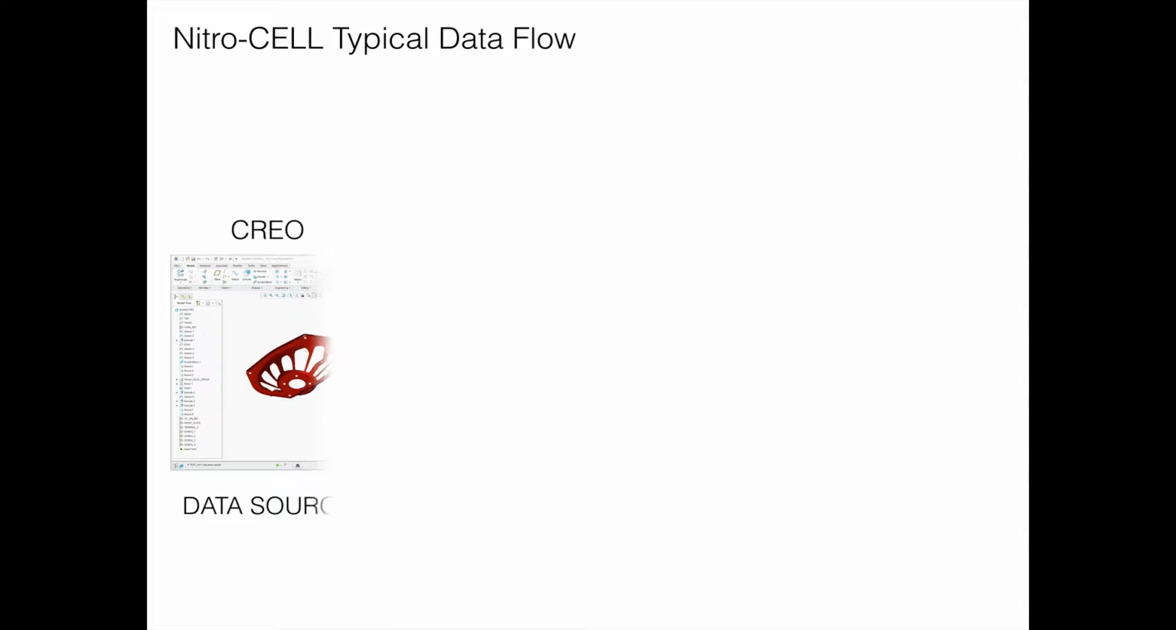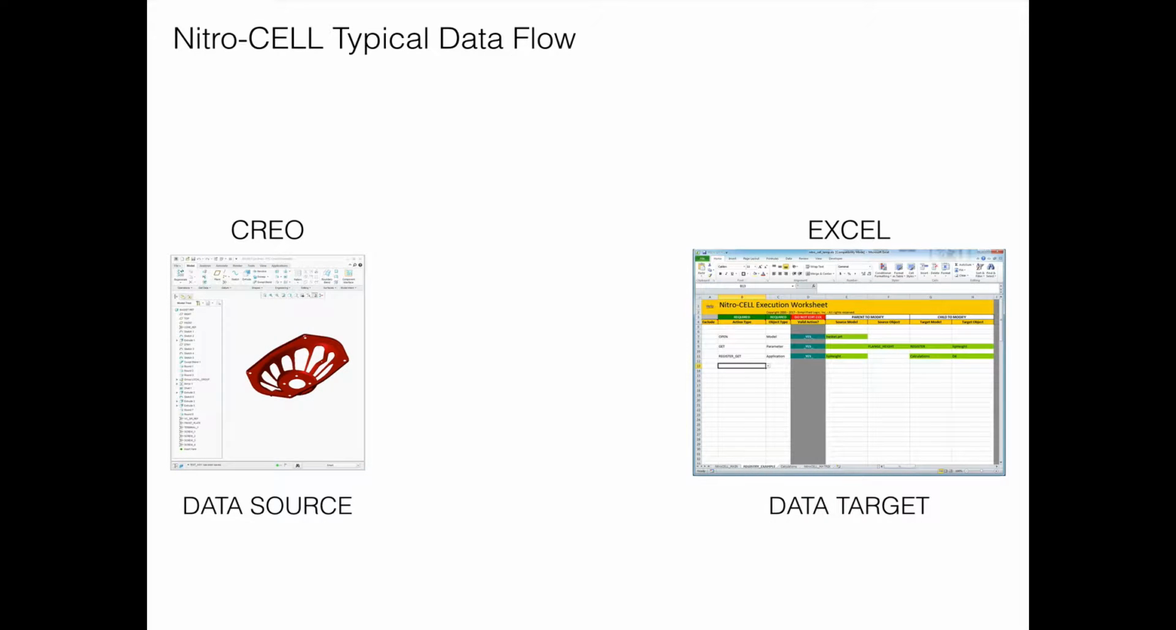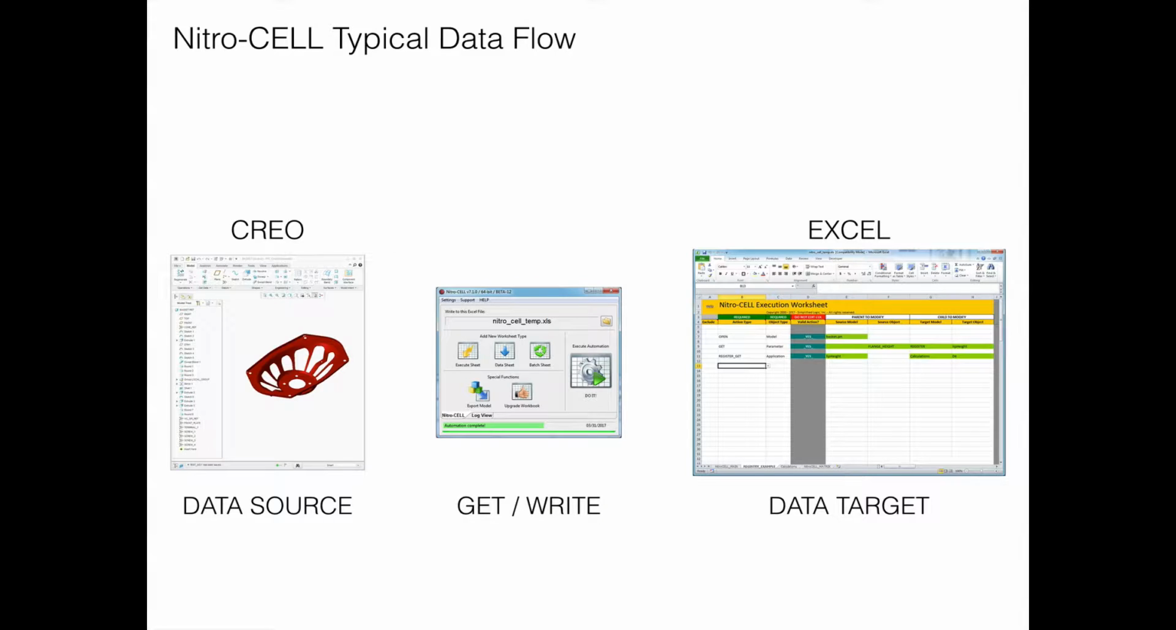Nitro-CELL's typical data flow has been to take CREO data and connect it to Excel through Nitro-CELL. Basically, we take data from CREO and we write it to Excel, and we can also take data from Excel and write it back to CREO. This has been the foundation for all automation with Nitro-CELL for many years.